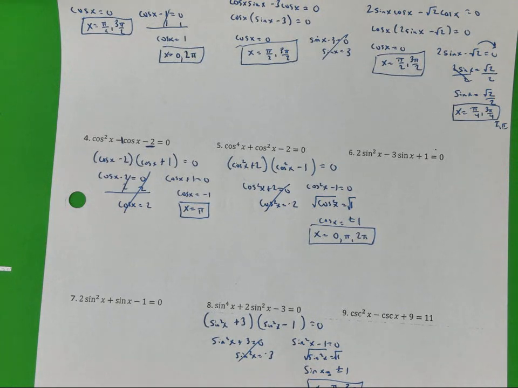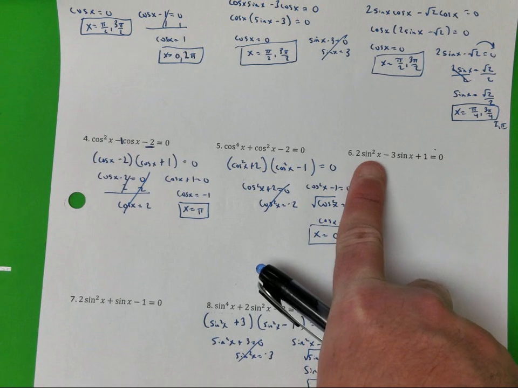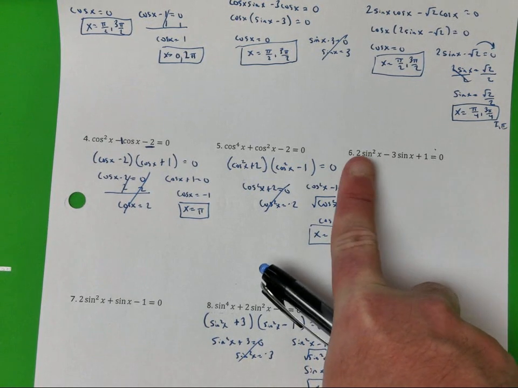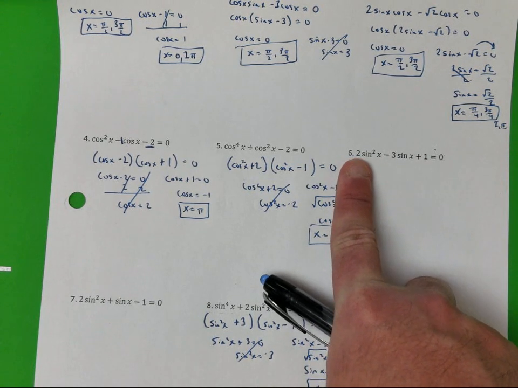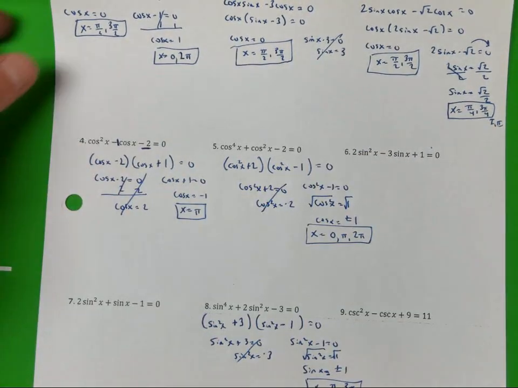Alright, I'm going to do number 6 and 7 on notebook paper. Because let's look here. Variable squared, variable, no variable. But coefficient greater than 1, this is bust them up. This is going to be a little bit more intense than 4 and 5. So I'm putting number 6 on notebook paper.